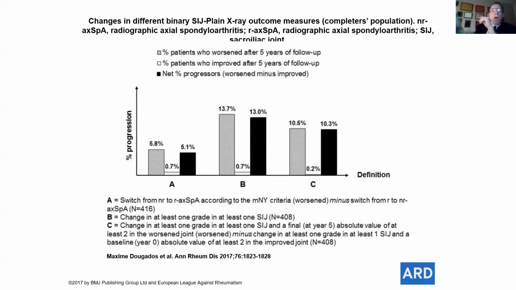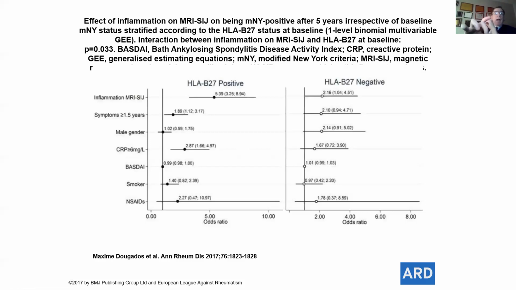Nonetheless, very low progression. They found that the progression was most likely to be seen in the B27 positive group, especially those that had inflammation on the SI joints, as well as those, as we've seen before, with elevated C-reactive proteins. The others really weren't as significantly seen.